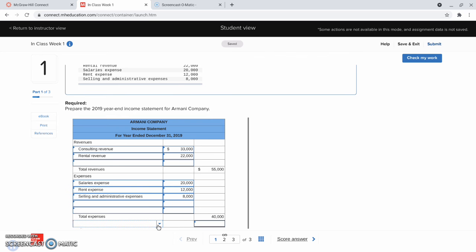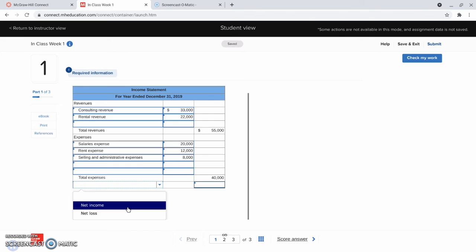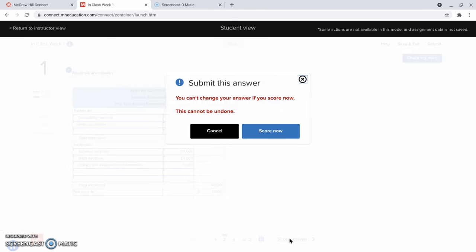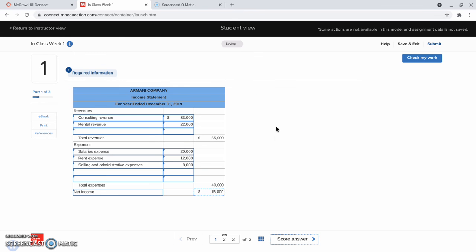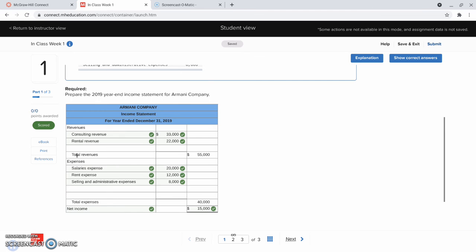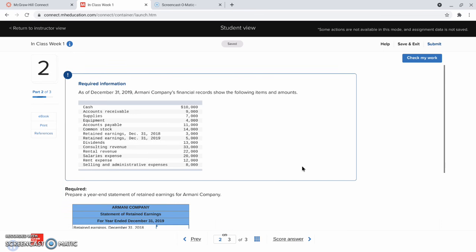At the bottom, we have net income. We made money. Hopefully every year that's the case. So we have 55 minus 40, which is our $15,000. Let's see how we did. Hopefully we did good. We're looking for all greens. All greens. All right.